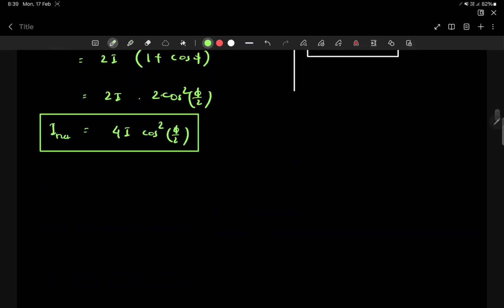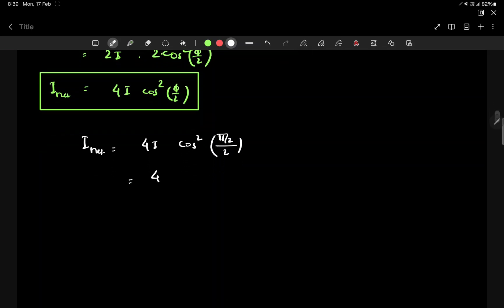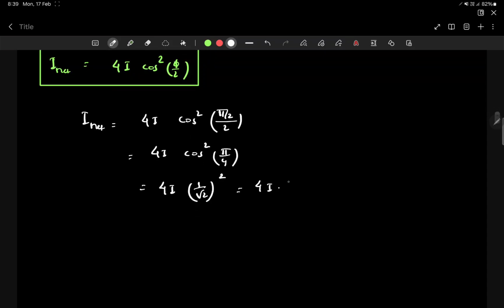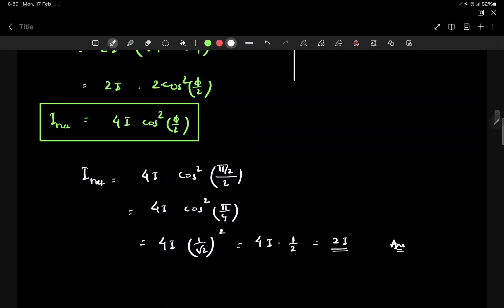Now we can easily calculate the I net value. The net intensity is 4I cos square of phi by 2, with phi as pi by 2, so it will be 4I cos square pi by 4. And cos pi by 4 is 1 by root 2, whole square. So it will be 4I into 1 by 2, that is 2I. This is our final answer for the given question.